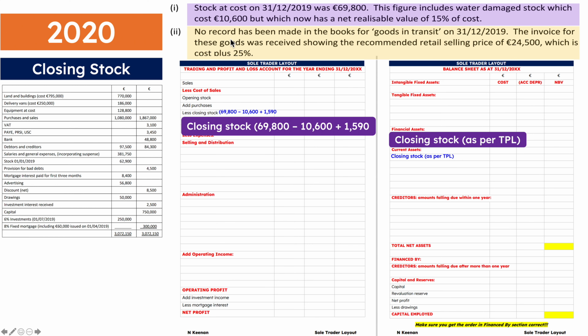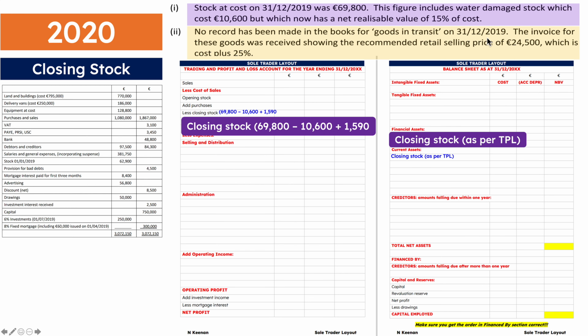Number 2, no record has been made in the books for goods in transit on the 31st of the 12th, 2019. The invoice for these goods was received from a creditor, showing the recommended retail selling price of 24,500, which is cost plus 25%. So you've got goods on your way to you from your creditor. They recommend that you settle them for 24,500, which is 125% of what you bought them for.